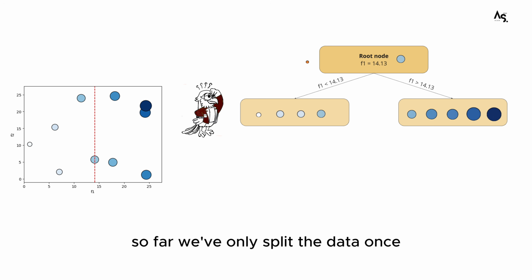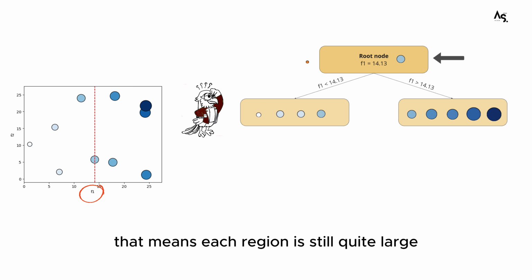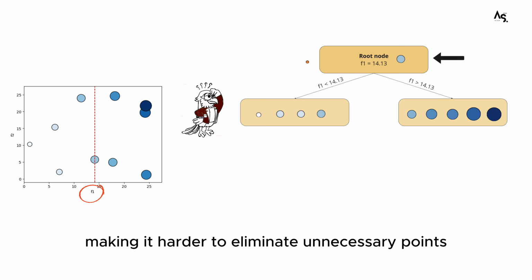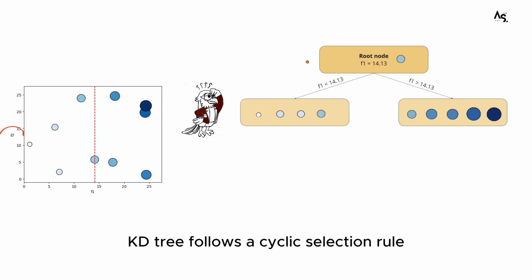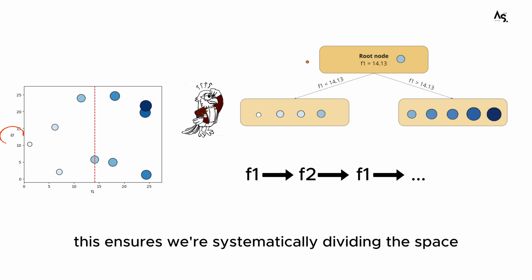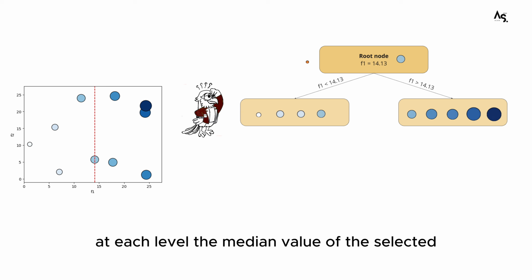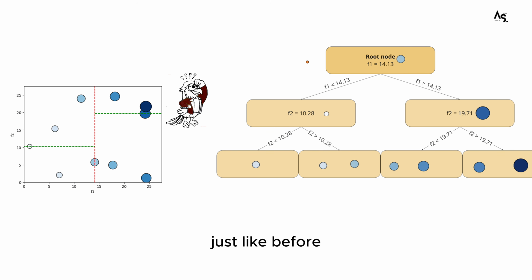So far, we've only split the data once, using feature F1 at the root. That means each region is still quite large, making it harder to eliminate unnecessary points. But what if we split again? This time, we pick feature F2 to further refine our search. KD tree follows a cyclic selection rule. First, it chooses F1, then F2, then back to F1, and so on. This ensures we're systematically dividing the space. At each level, the median value of the selected feature is used to split the dataset, just like before.